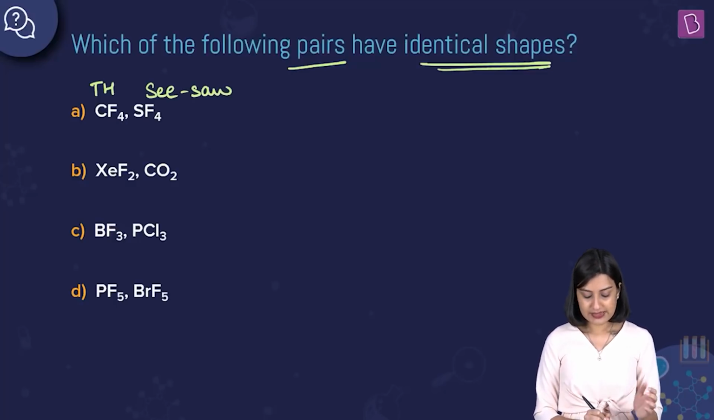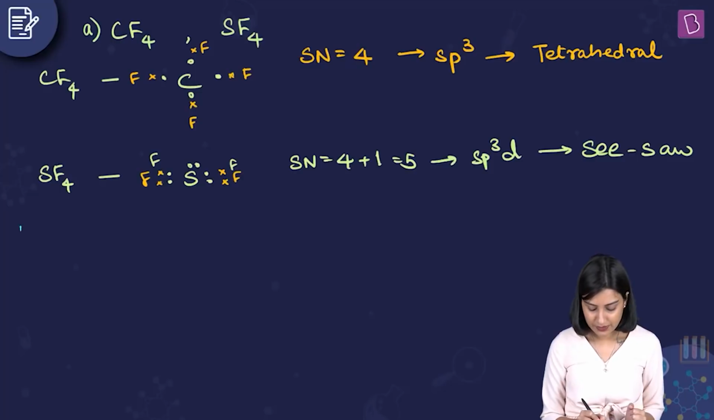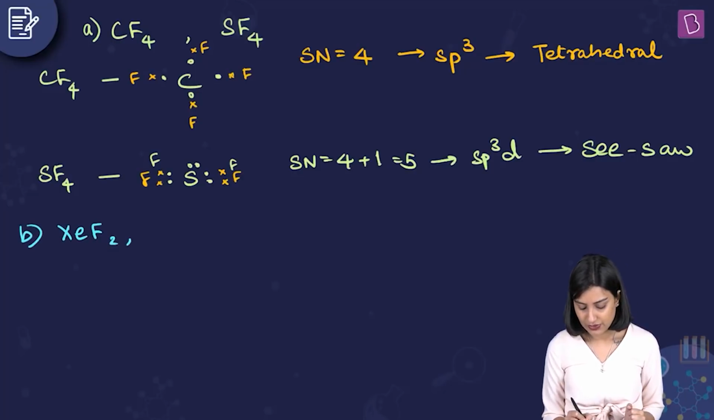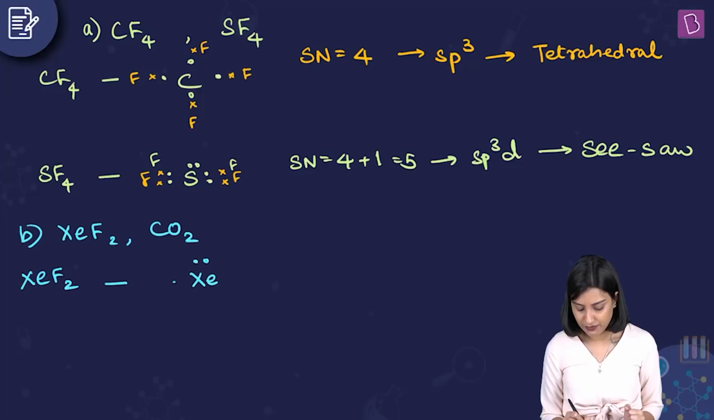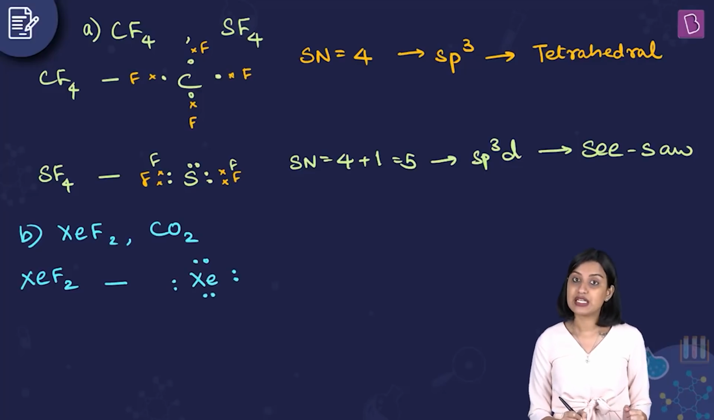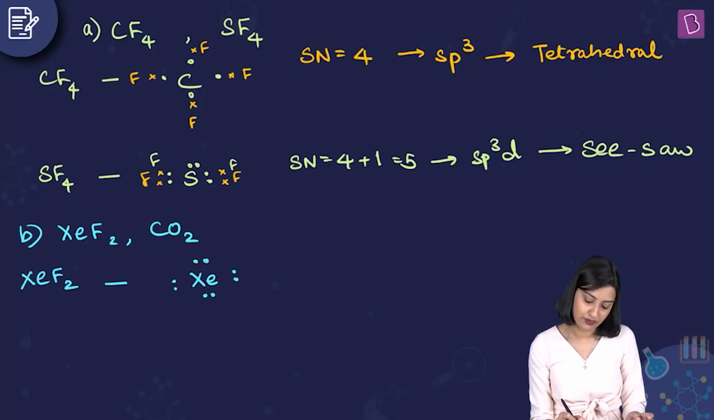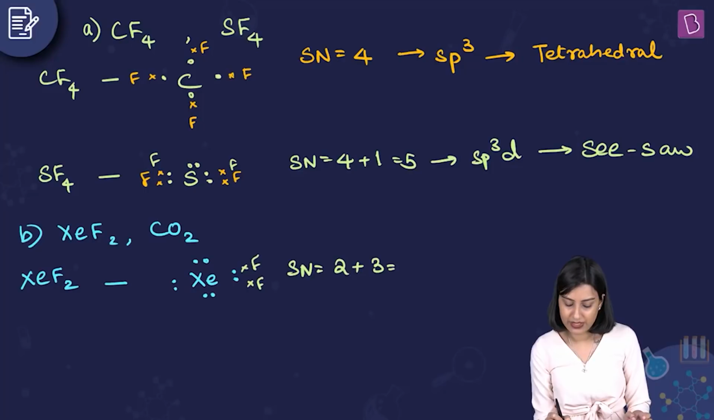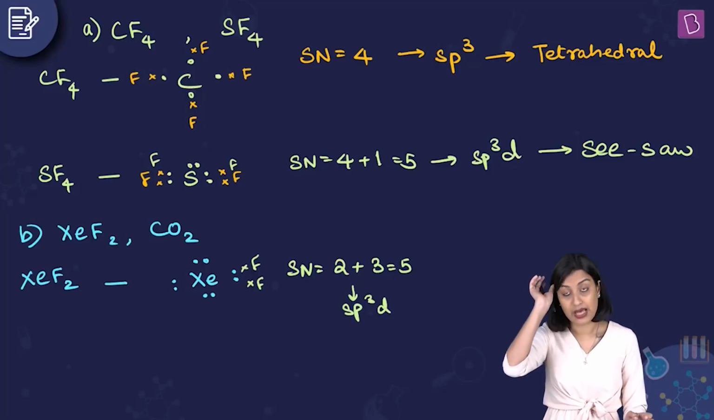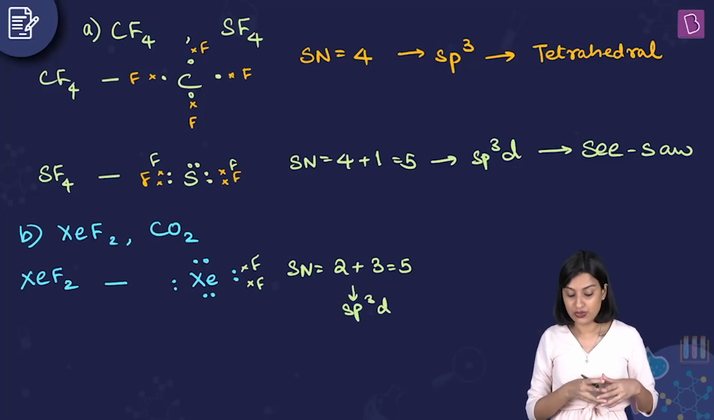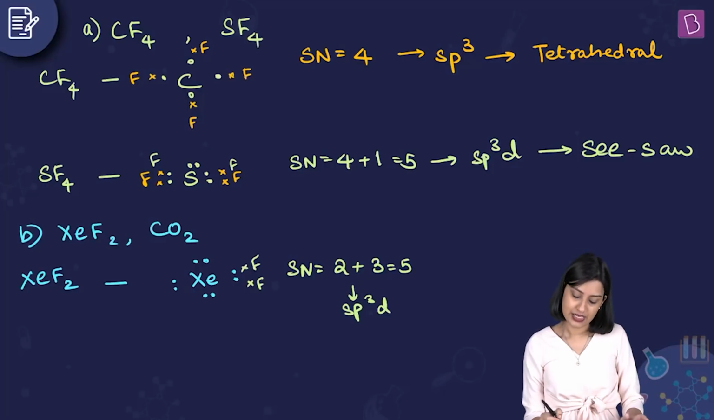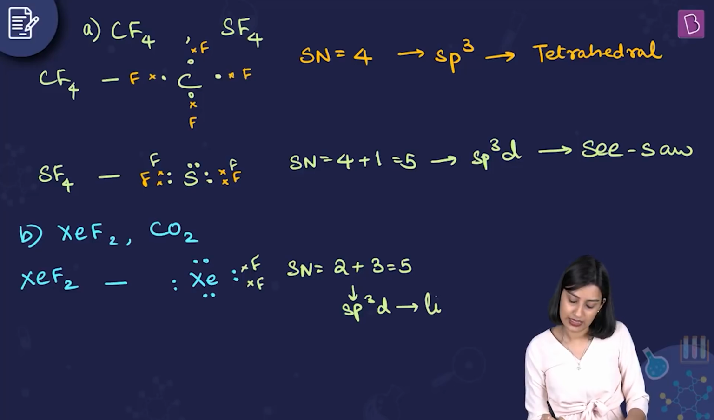Then we have option B, XeF2 and CO2. So let's dive into that. Let's start with XeF2, where xenon is my central atom and I have 1, 2, 3, 4, 5, 6, 7 and 8 electrons available for bonding. Xenon is a group 18 element, a noble gas. It's bonding with fluorine, so 1 bond here and 1 bond here. You can see the steric number, 2 bond pairs plus 3 lone pairs, is 5. sp3d hybridization. You would expect a trigonal bipyramidal shape, but because you have only 2 bond pairs and 3 lone pairs, the shape it is going to take is linear.